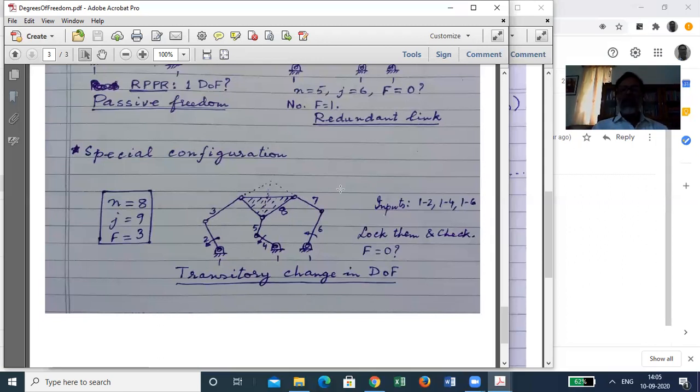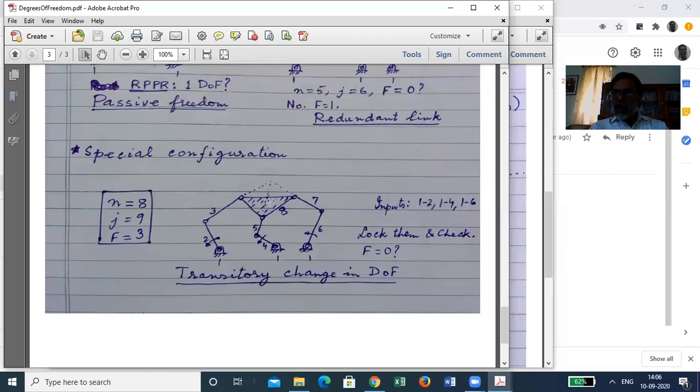So in normal configurations, by giving inputs to pairs 1-2, 1-4, 1-6, you will be able to continuously adjust, continuously monitor link 8, which is a platform, which is the output link. And wherever you want to park it, lock it. By locking those 3 inputs, you correctly get degree of freedom 0. We have seen from the formula again.